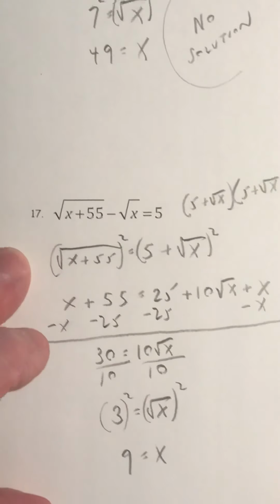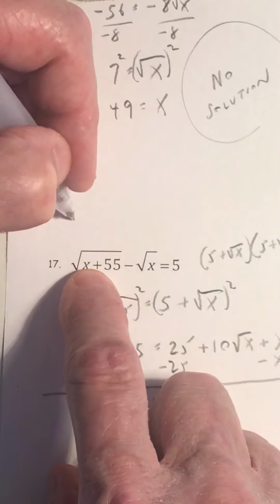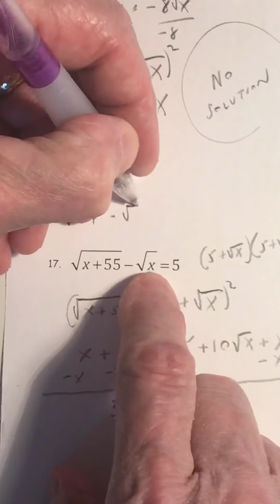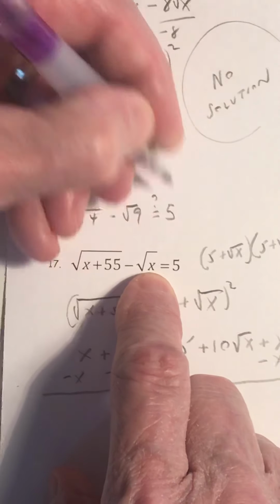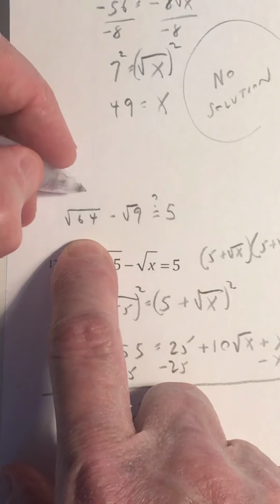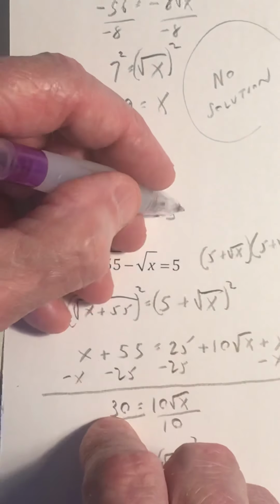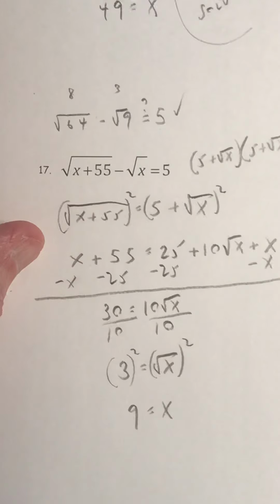Does it work? Let's see. If we pop in a 9 for x, 9 plus 55 is 64. Minus square root 9, is that equal to 5? Yeah, because square root of 64 is 8. That's 3. 8 take away 3 is 5. Yay, it works. Okay, so 9 is the solution for question 17. And that concludes page 6.